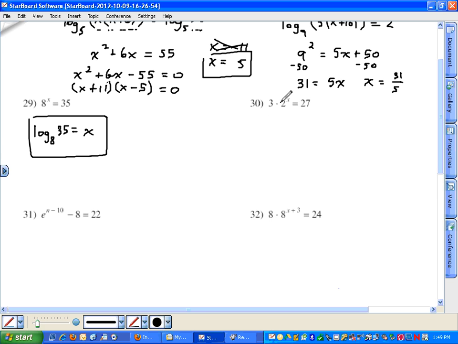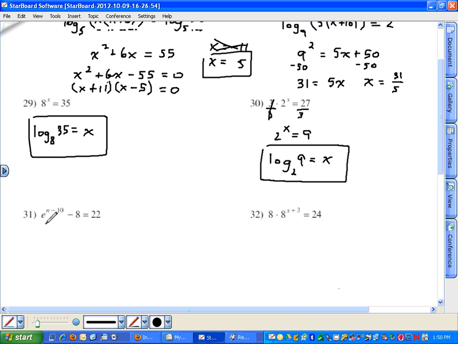Here, number 30, though, the base and the exponent is 2 to the x power. This is the exponential term right here, 2 to the x. The 3 is not part of the exponential term. It's multiplying the exponential term. So we need to undo the multiplication with division. So we have 2 to the x equals 9. If we rewrite this in logarithmic form, log base 2 of 9 is equal to x. And that gives us the solution there.